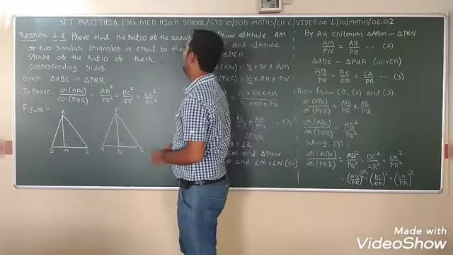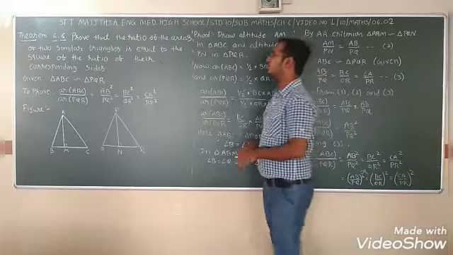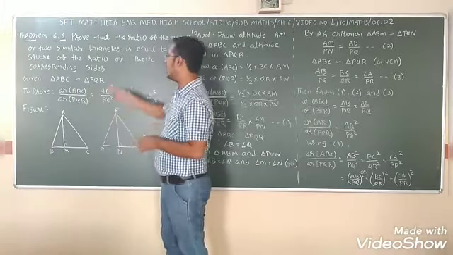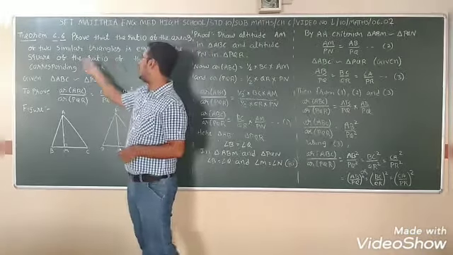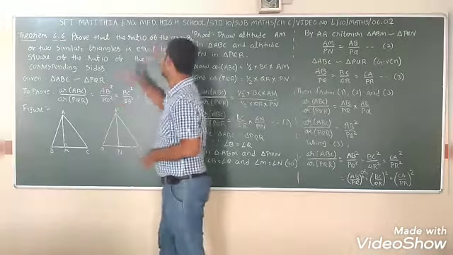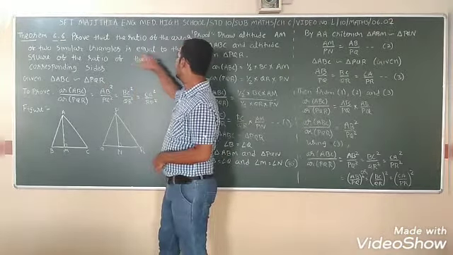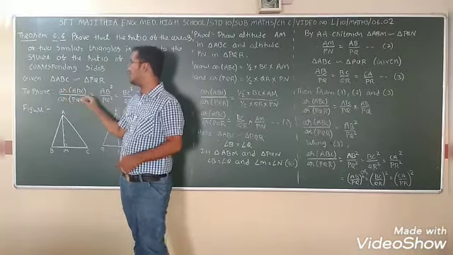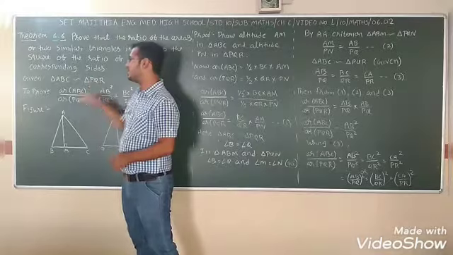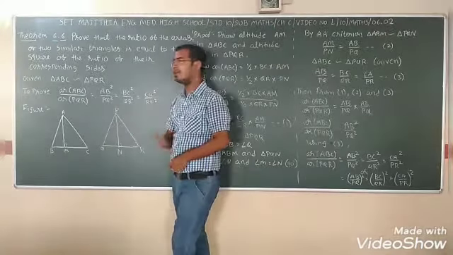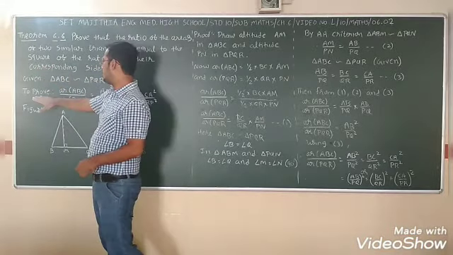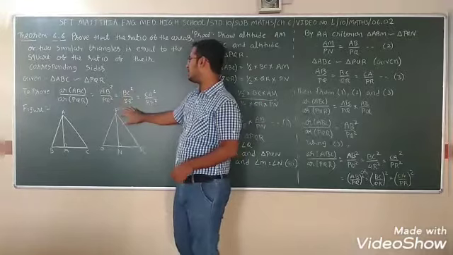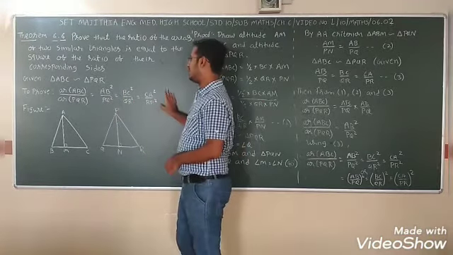Theorem 6.6: prove that the ratio of the areas of two similar triangles, that is given, two similar triangles, triangle ABC similar to triangle PQR given here, is equal to the square of the ratio of the corresponding sides. So we have to prove that area of ABC upon area of PQR is equal to the square of the ratio of the corresponding sides, sides meaning AB upon PQ, BC upon QR, CA upon RP, but squared. So we have to prove area of ABC upon area of PQR is equal to AB square upon PQ square is equal to BC square upon QR square is equal to CA square upon RP square. This thing we have to prove.